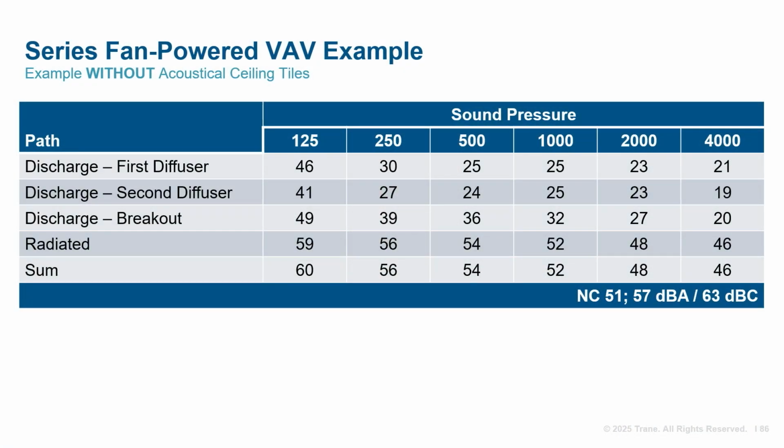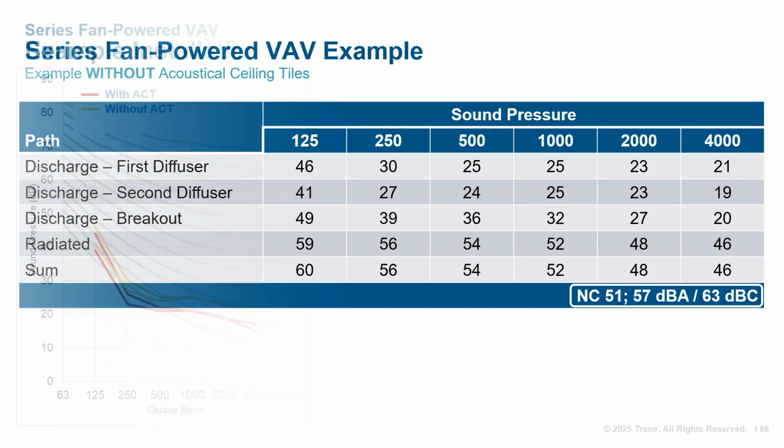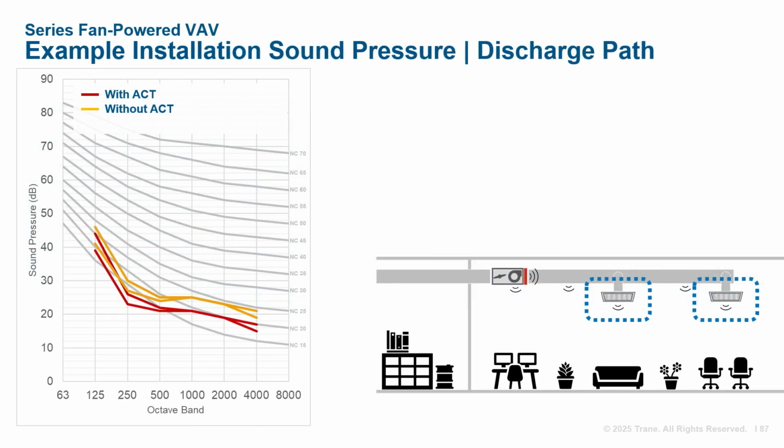The system can be re-evaluated without acoustical ceiling tiles. Removing the tiles results in a significantly louder installation. Now, the sound pressure is at NC51, or 57 dBA, 63 dBC. It might be easier to visualize this.